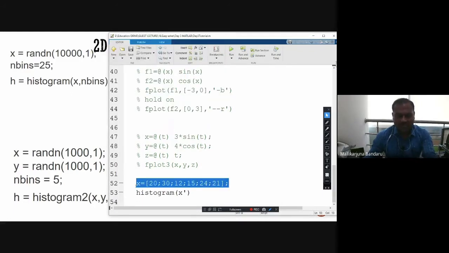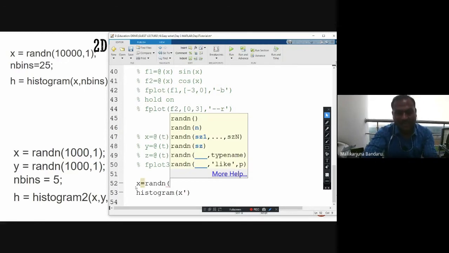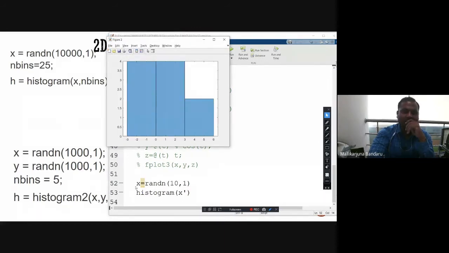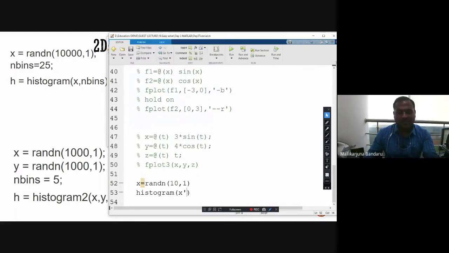Let us take the random matrix itself. x is equal to randn, which is nothing but random normal distribution. So suppose let me take 10 points itself, then run this file. Now see this, only 3 different bins we are getting here. But I would like to increase the number of histogram bins in between. For that, the option is simply a comma.